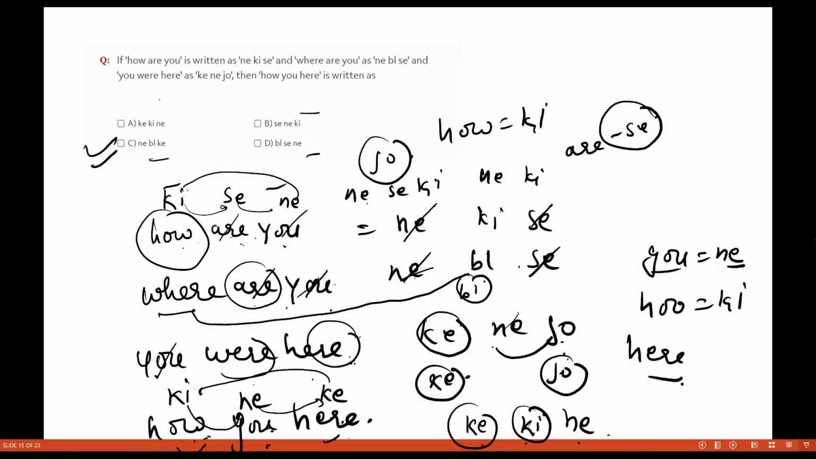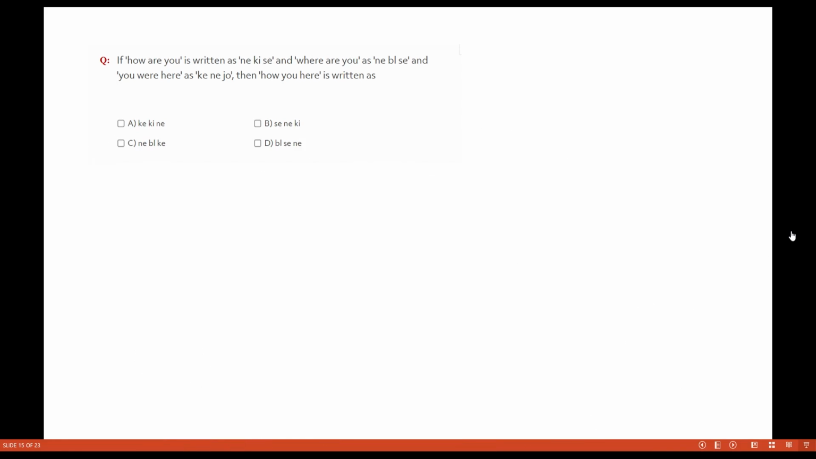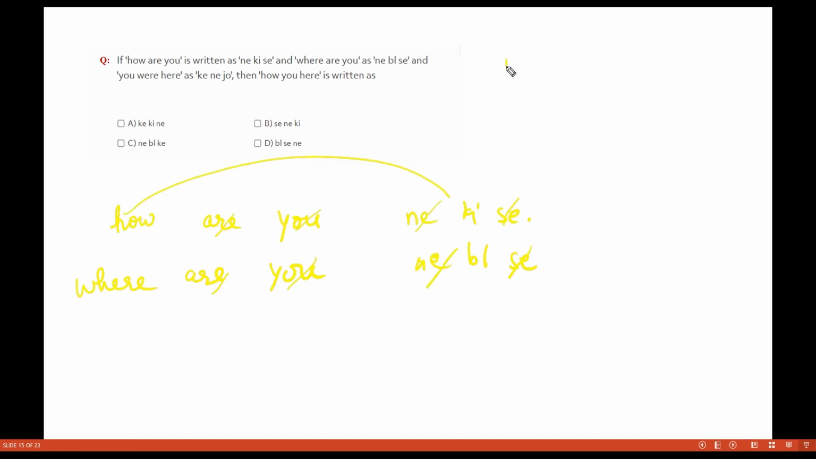So two, three things we have to recognize here, something we got from our options as well. Listen carefully. What is given to us in the question is "how are you", written as NE KI SE, and then "where are you", written as NE BL SE. So from here I come to know that R and U are common, so I cut NE and SE. So I came to know that how is KI, and where is BL.